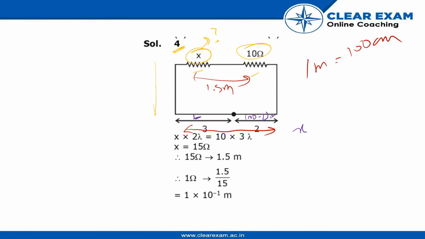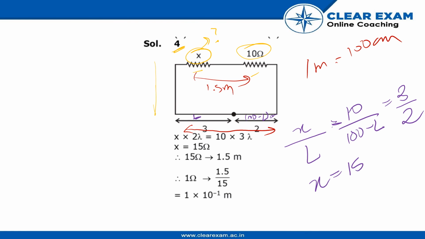The first can be X by L is equal to 10 upon 100 minus L, and from this it will be equal to the ratio that is 3 by 2. So we get X as 15 ohm. And the second way is shown here, X into 2 lambda is equal to 10 into 3 lambda. So we get X is equal to 15 ohm.